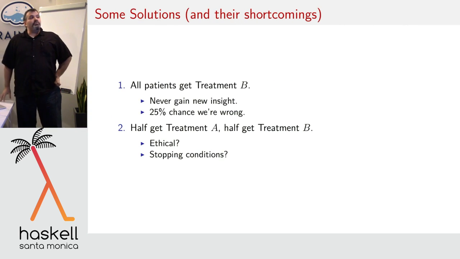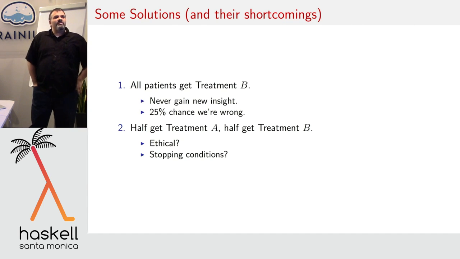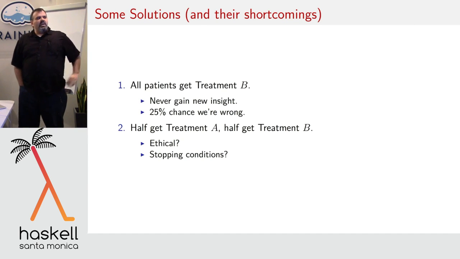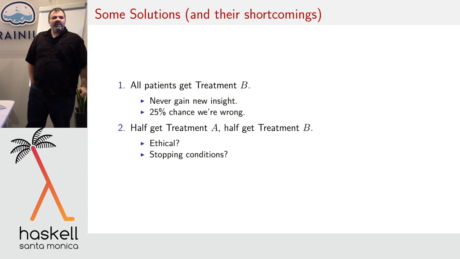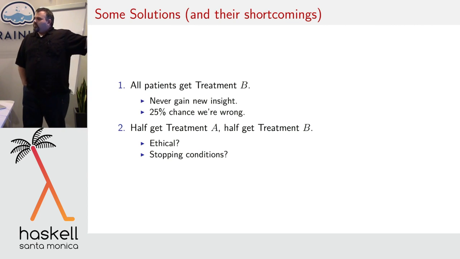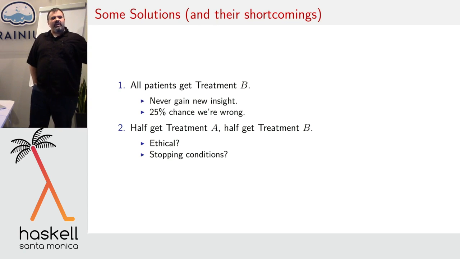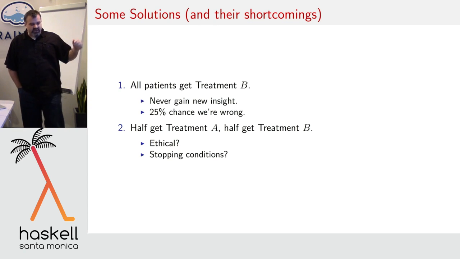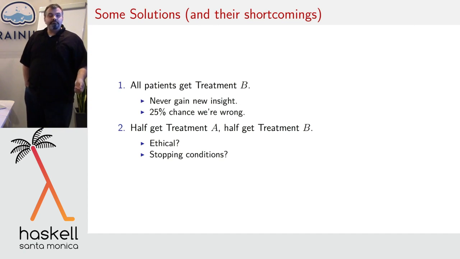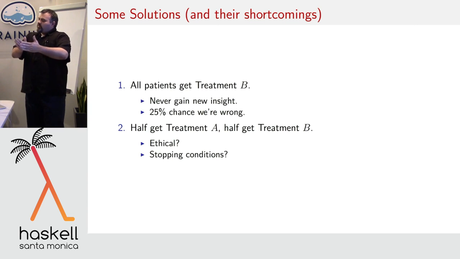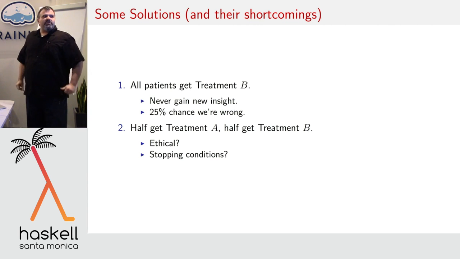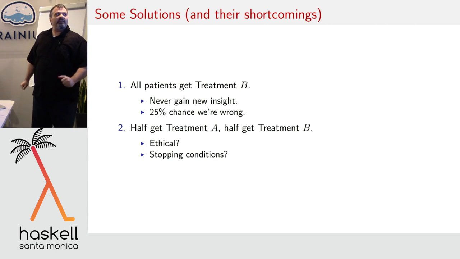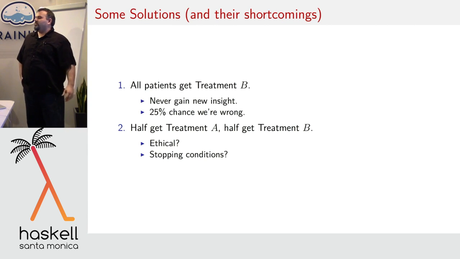So let's look at some solutions. Two kind of obvious solutions. All patients get treatment B. Another solution, half get treatment A, half get treatment B. Often this is what you'll see in clinical trials. You say, okay, half the patients are going to get placebo, half the patients are going to get the medicine. And then after a certain while, when I guess the doctors are satisfied, they say, okay, we're going to stop splitting people up, and then everybody's going to get treatment B if we think it's better at the end.